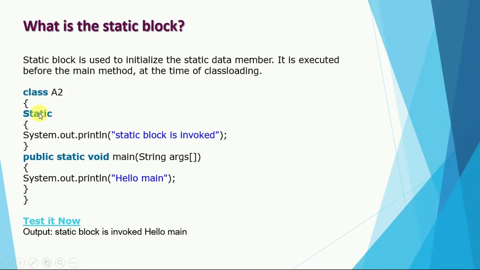So there is a class named A2 and there is a static block. Before execution of main, at the time of class loading, it first executes and initializes the static data member by using the static block. So as you can see, the output is "static block is invoked" and then "hello main".